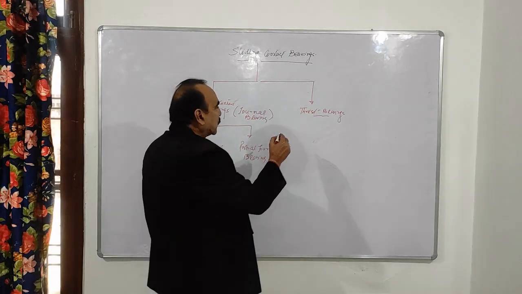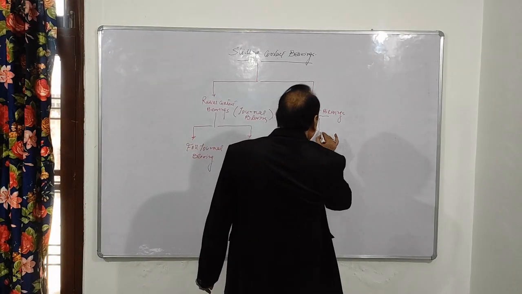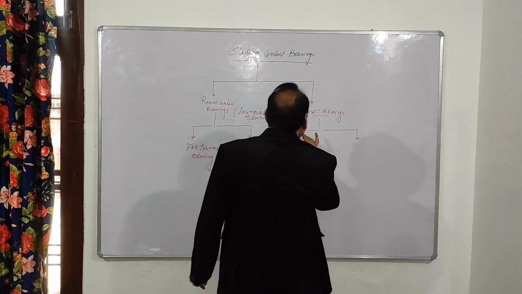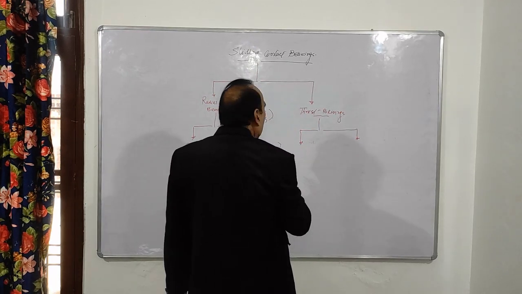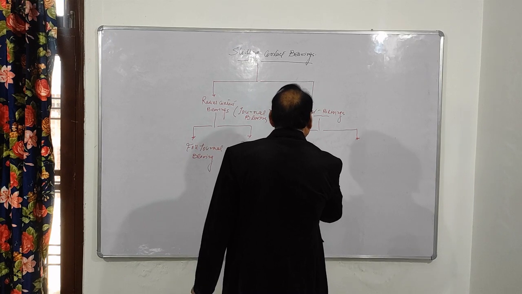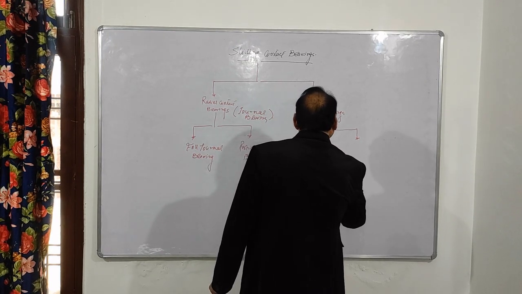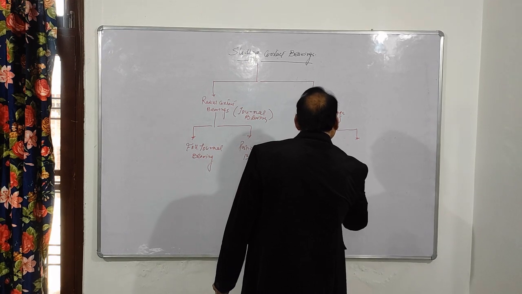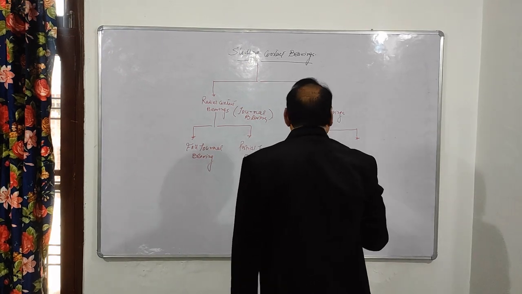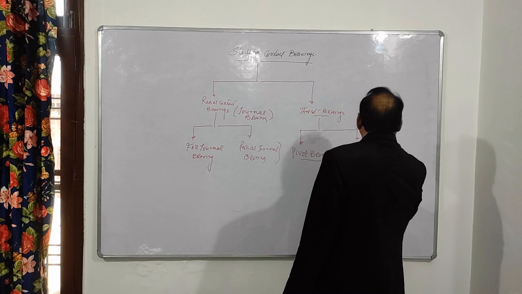Now thrust bearing is divided into parts, that is pivot bearings and collar bearing.